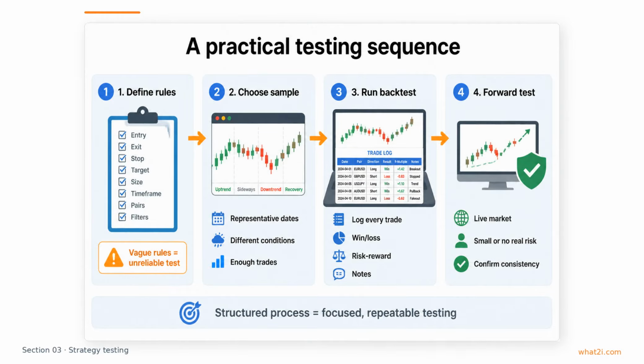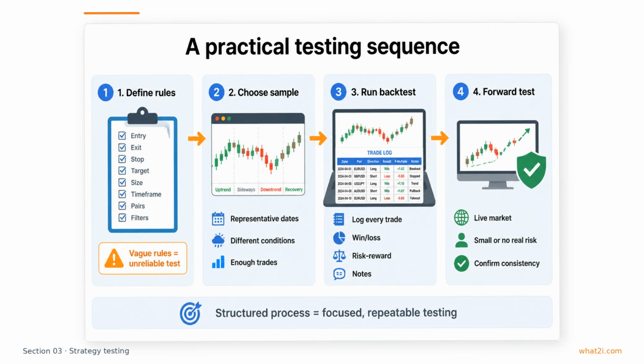A practical testing sequence keeps the whole process organized. First, define the rules clearly as a checklist, so there is no ambiguity about what counts as a valid trade. Second, choose a representative sample of market data that includes different conditions and enough trades to be meaningful. Third, run the backtest and log every trade carefully, including outcomes, notes, and any relevant context. Fourth, move to forward testing before risking real money, often in a demo account or with very small size. That sequence creates a path from idea to evidence to live readiness without skipping important steps.